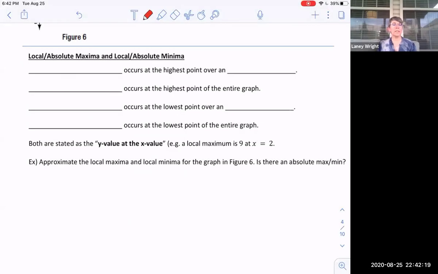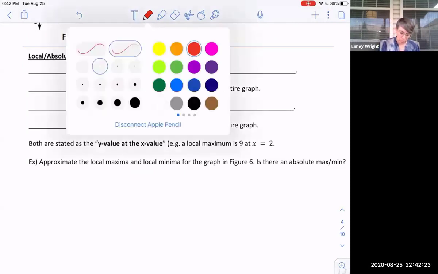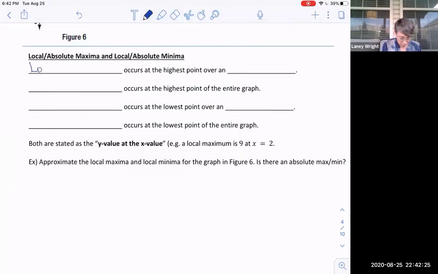Local and absolute maxima and minima. So we've got local maxima, and maxima is just the plural. Maximum is the singular. So local maxima occurs at the highest point over an interval.